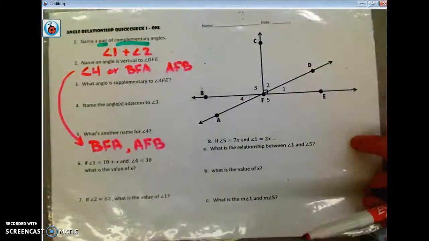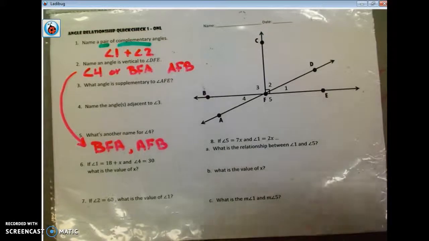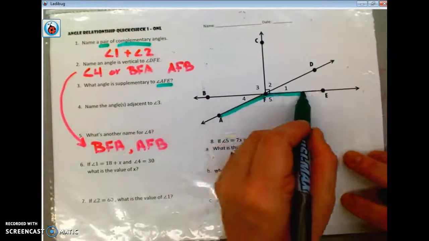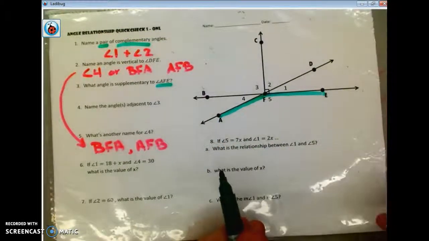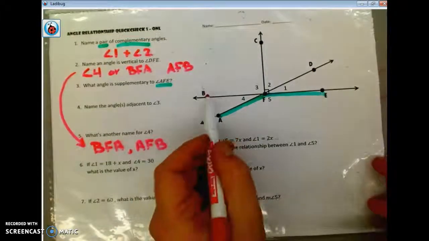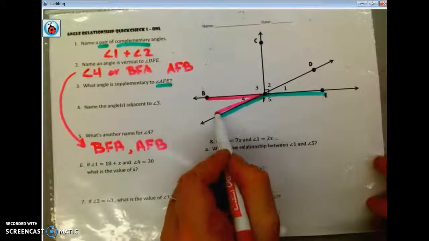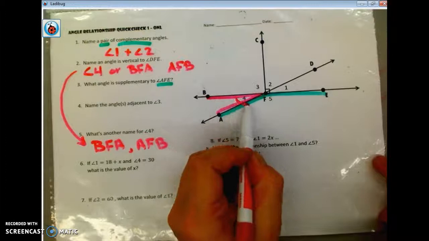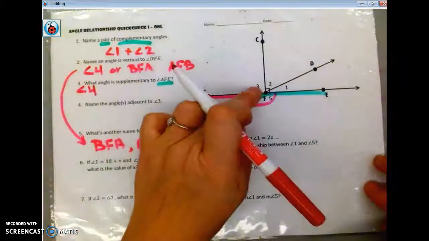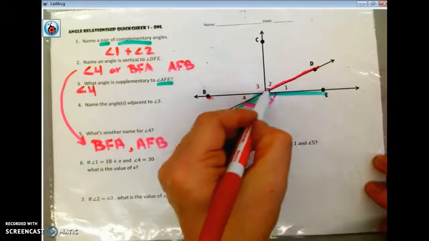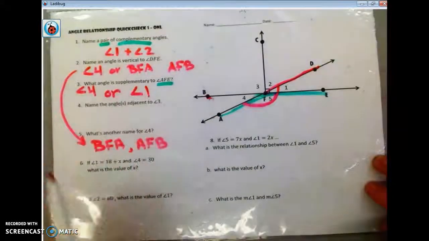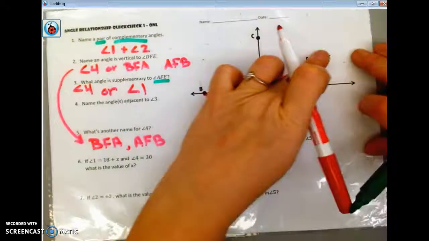Alright. What angle is supplementary to AFE? Again, highlight what it's asking you. AFE. So supplementary means it adds up to 180. So 2 or more angles come together to form a 180-degree line. Notice that if we have that, it continues through and makes that straight line. So angle 4 works, or angle 1 works as well. Not both of them at the same time. Alright?